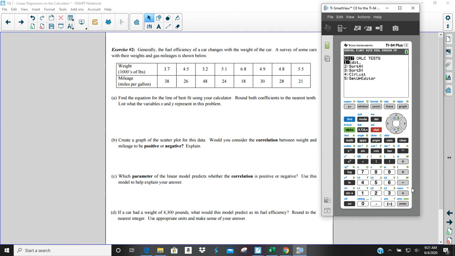So I'm going to do stat edit. I'm going to clear out my L1, L2. So I'm going to go up to L2, clear it, down, arrow over, up to L1, clear it. If by chance you deleted, please do not delete. If you did, shoot me an email. I'll send you a video on how to get back your data, okay? All right. So we're going to do first the weight.